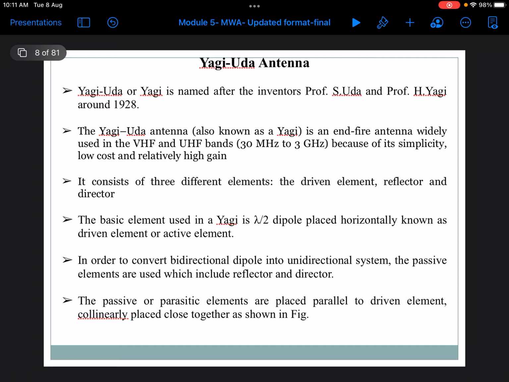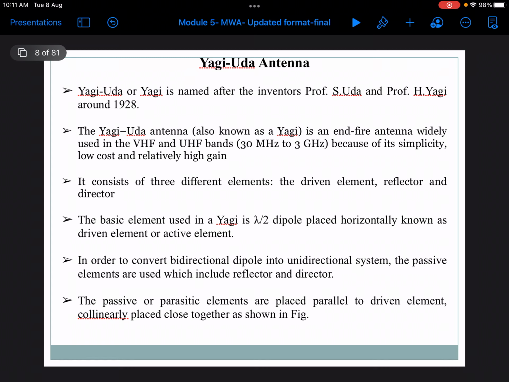applications. In earlier days, we made use of this as a TV receiving antenna, and it is used majorly in VHF and UHF bands, that is very high frequency and ultra high frequency bands, ranging from 30 MHz to 3 GHz. It is a very simple, low cost, relatively high gain antenna.